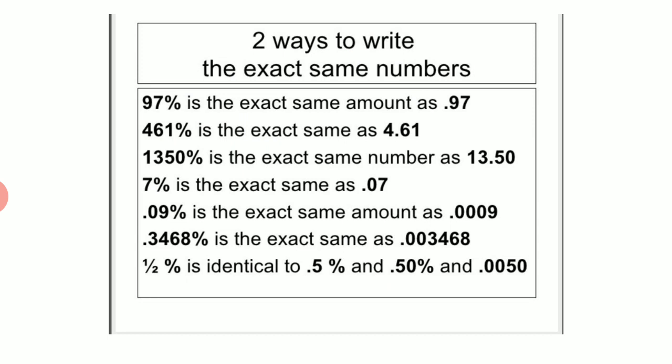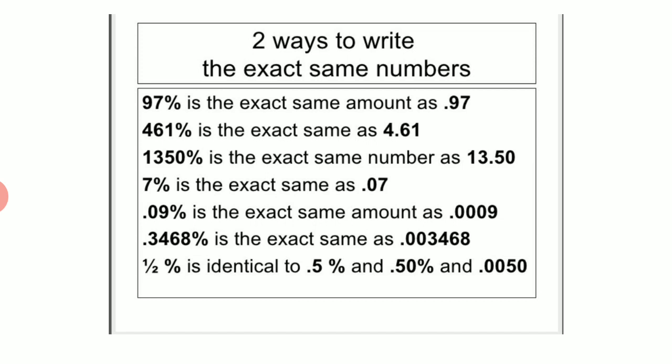Now, the two ways to write the exact same number. Suppose 97%, when we are changing it into decimal, we write it as 0.97. 461%, if written in decimal form, will become 4.61. 1350% will change into decimal and come as 13.50. 7% will come as 0.07.